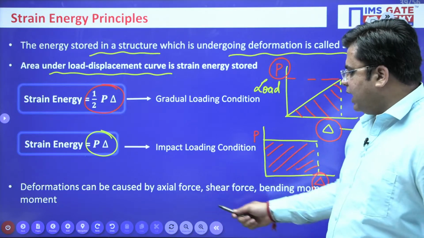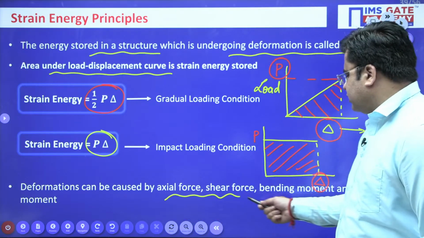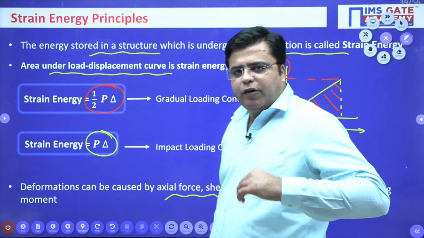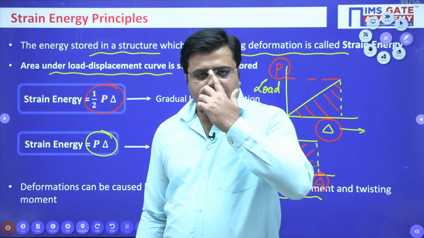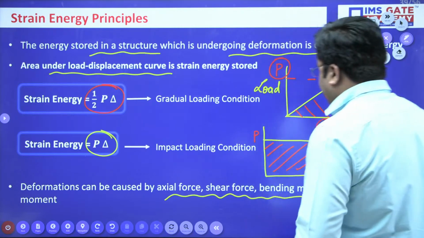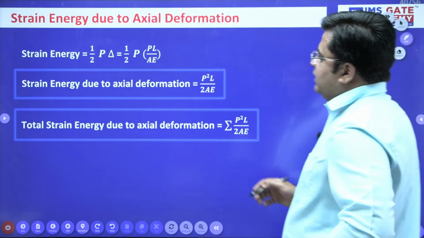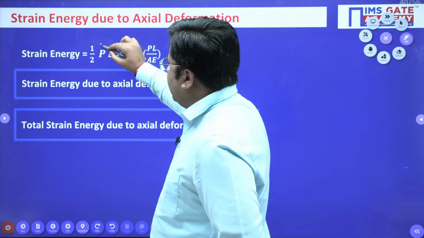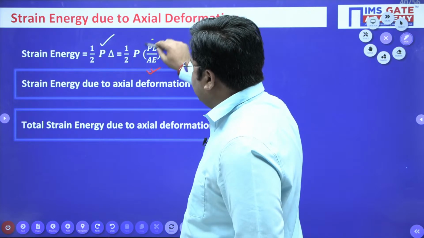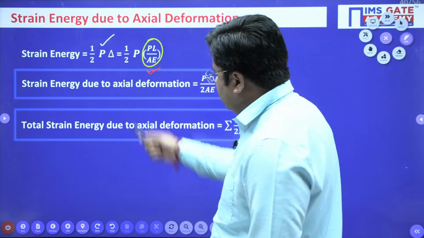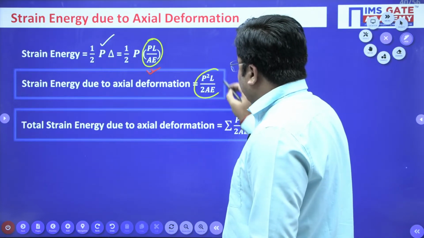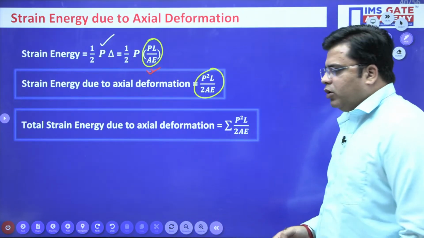So deformations can be caused by axial forces, shear forces, bending moment or twisting moment. Any kind of deformation caused by any of these forces is going to add strain energy to the system. The strain energy for axial deformation can be calculated as half P into delta. That is nothing but half P, and delta can be written as PL by AE. On multiplying these two terms, we have the strain energy due to axial deformation as P square L upon 2AE.